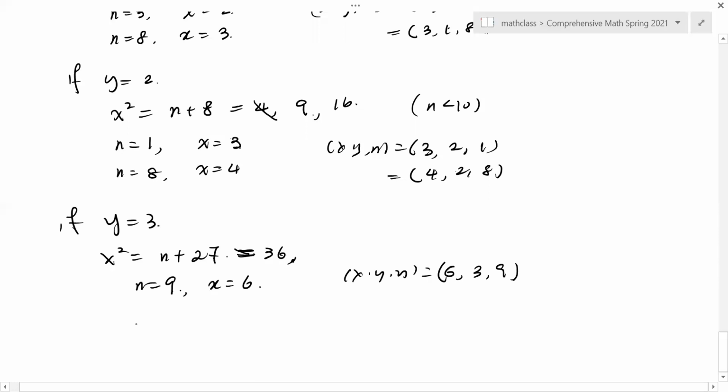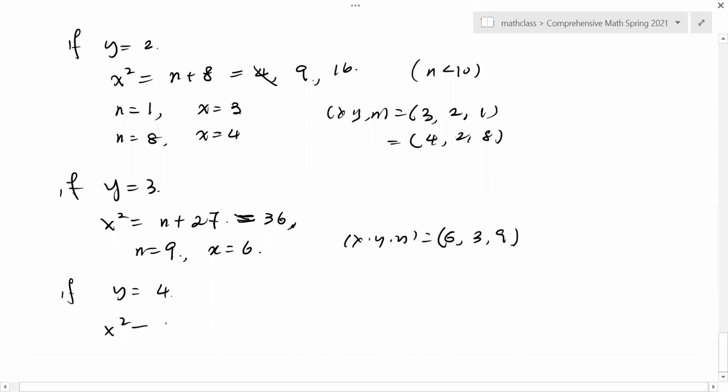So the last one, I hope I still have a solution. X squared equals n plus 4 cubed. 4 cubed is 64, I think, right?